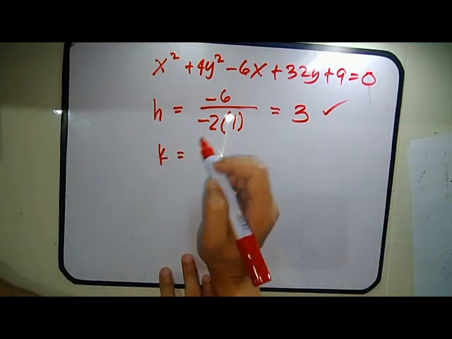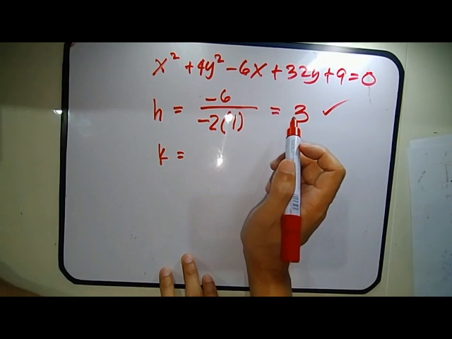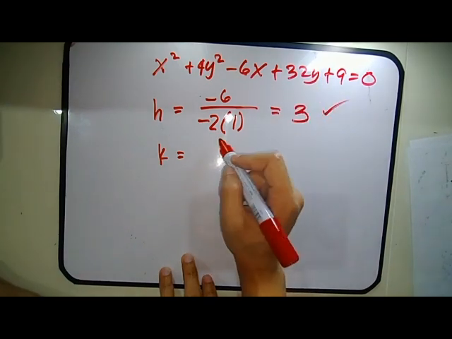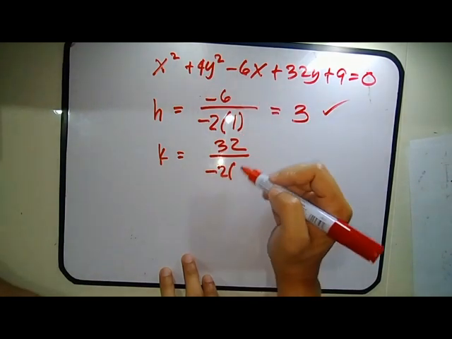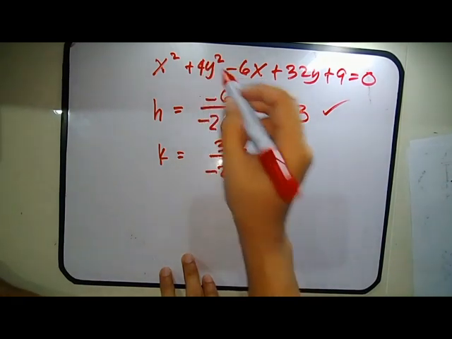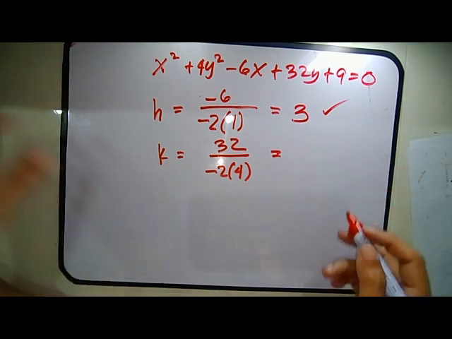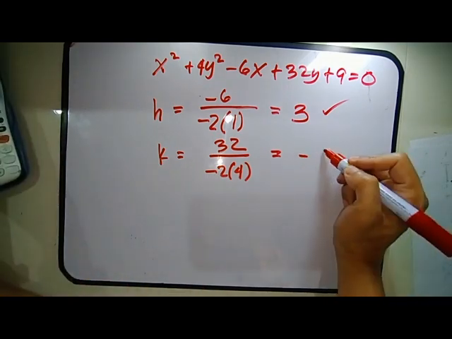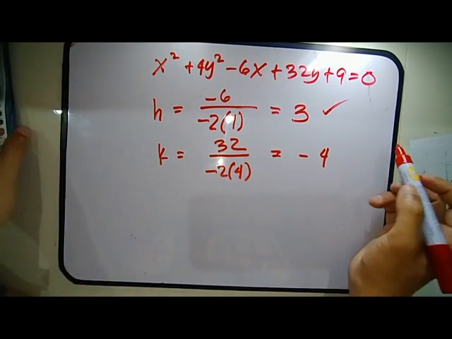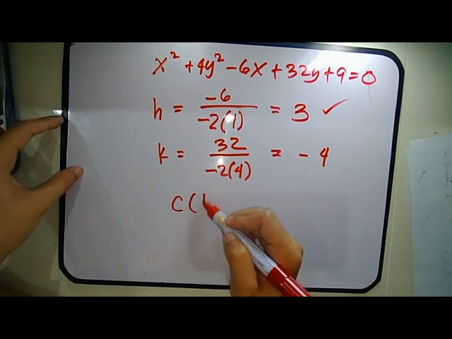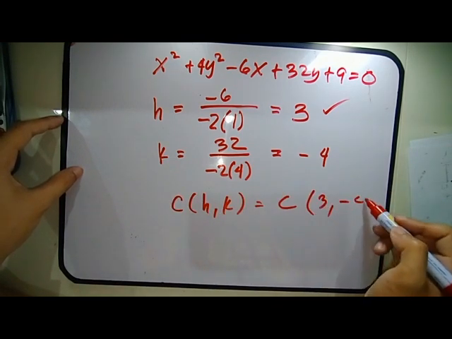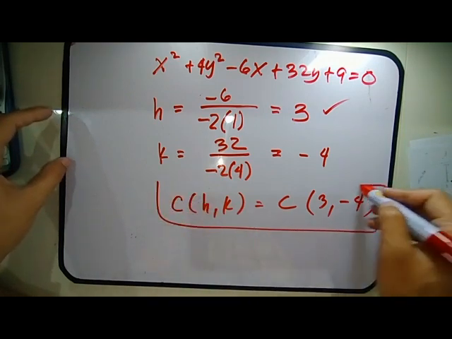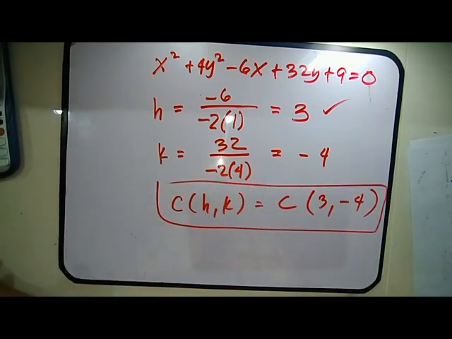So k is the coefficient of the first degree y, 32, all over -2 times 4, the coefficient of the second degree y. So that is -4. So the center (h, k) is 3, -4, if you're just finding the center.